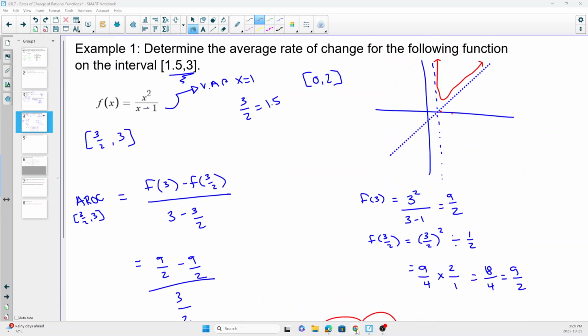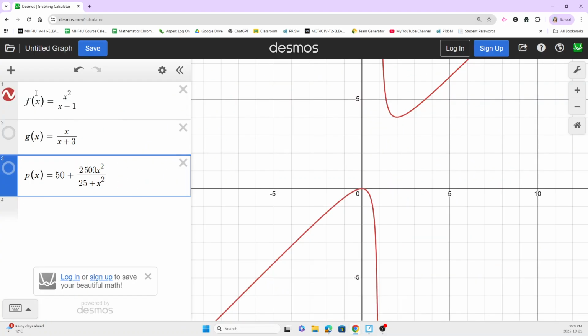And we could double check this if we go over to Desmos and we said, okay, well, there's my function, f of x is equal to x squared over x minus 1.